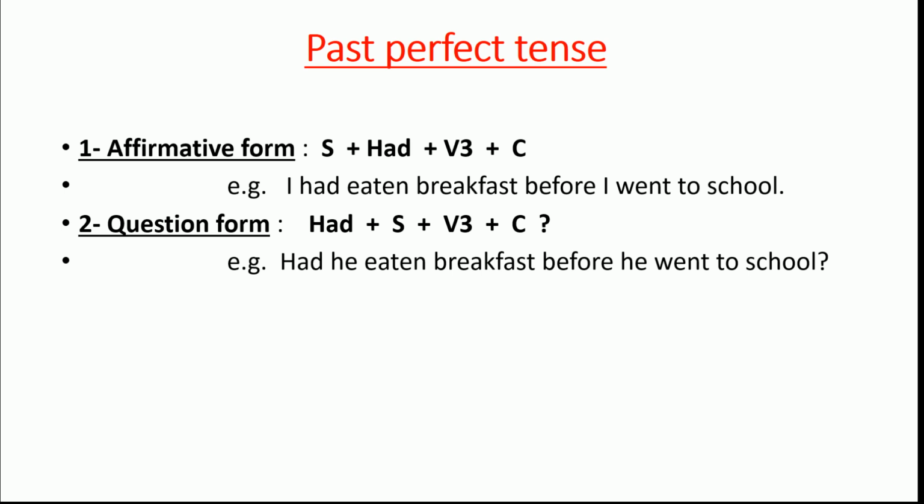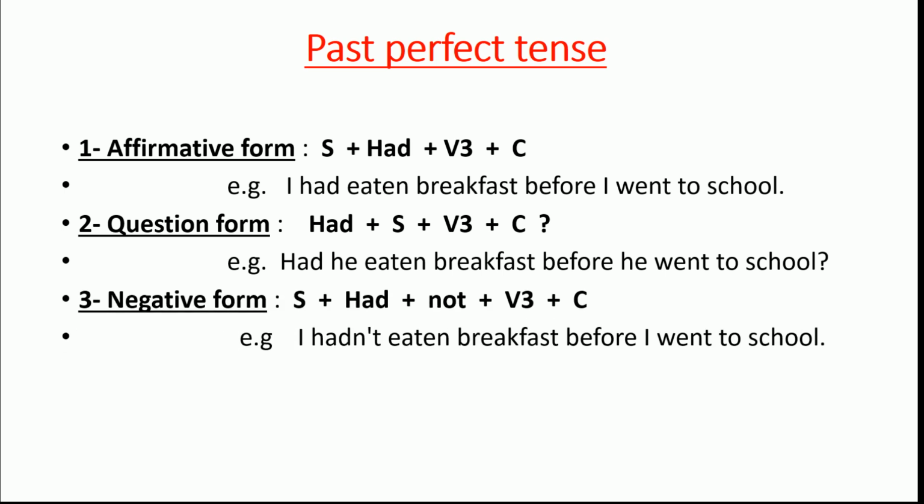Question form: had, subject, verb 3, and complement. Example, had he eaten breakfast before he went to school? Negative form: subject, had not, verb 3, and complement. I hadn't eaten breakfast before I went to school.